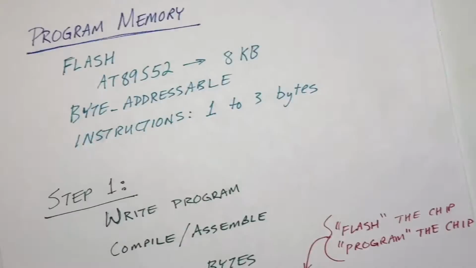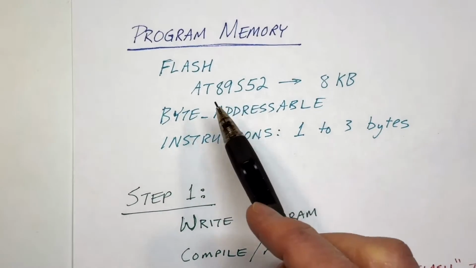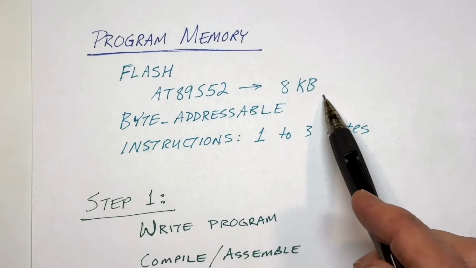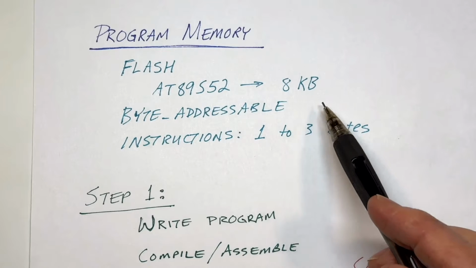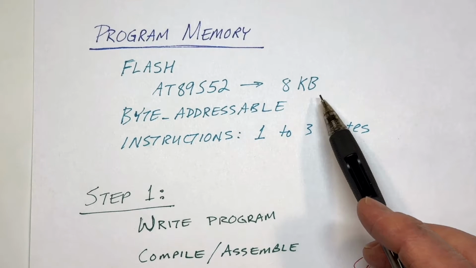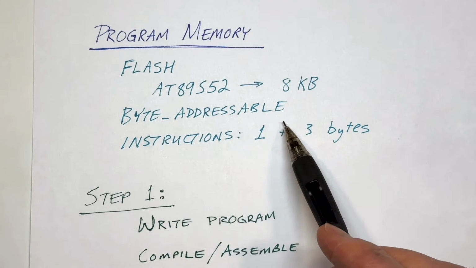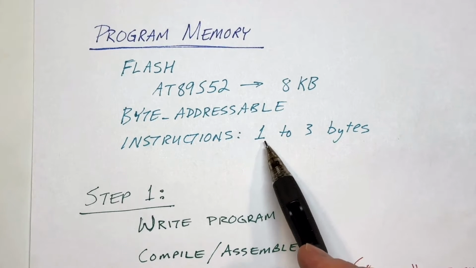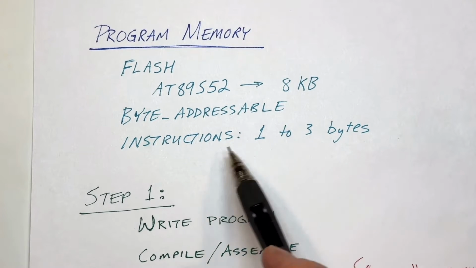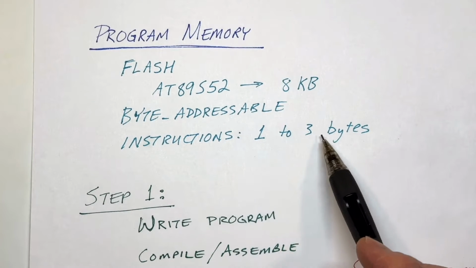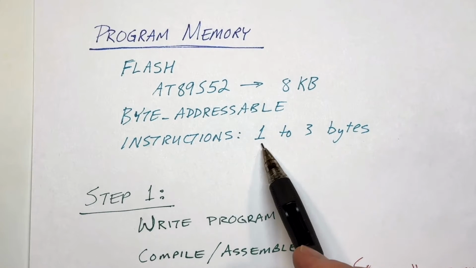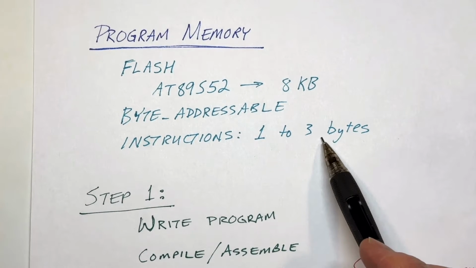Next, let's look at the flash memory. It is 8 kilobytes in the chip that I'm looking at in particular, but different variations of the AT51 architecture might have smaller or larger flash memories. The memory is byte addressable, and it will contain instructions. It may also contain some fixed program data that doesn't change, but primarily it contains the instructions. Each instruction is between 1 and 3 bytes in length. Many instructions are only a single byte, and some are as much as 3 bytes.